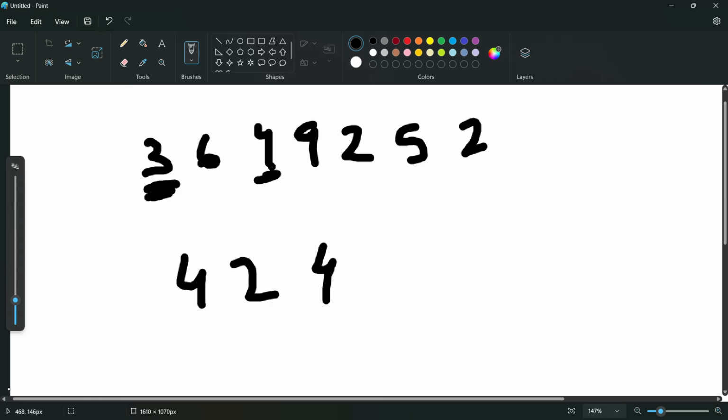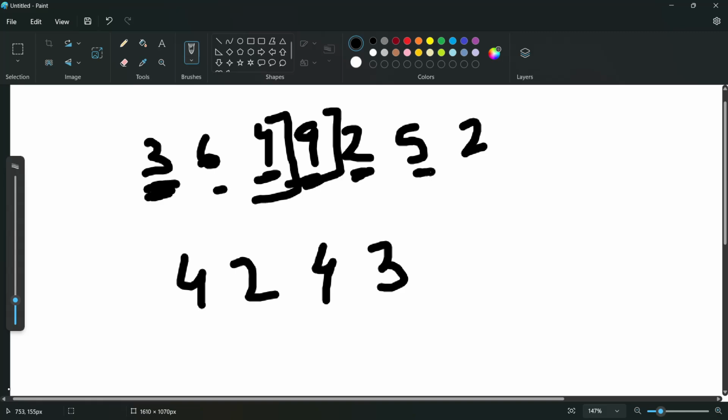Let's keep 9 as the starting index. If 9 is kept as the starting index, we are removing 3 elements, 3, 6 and 4, and afterwards there is nothing greater than 9. 2, 5, 2, all are smaller than 9, so we are removing a total of 3 elements. If we keep 2 as the starting element, we have to remove 4 elements, 3, 6, 4 and 9, and afterwards we have to remove 1 element, 5.